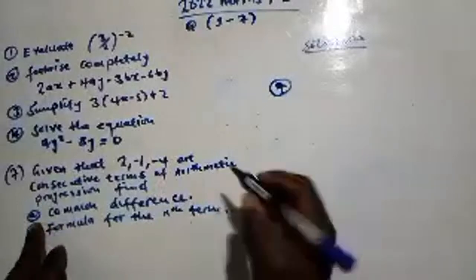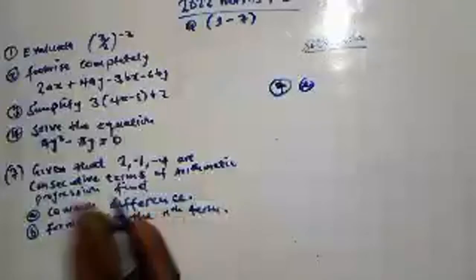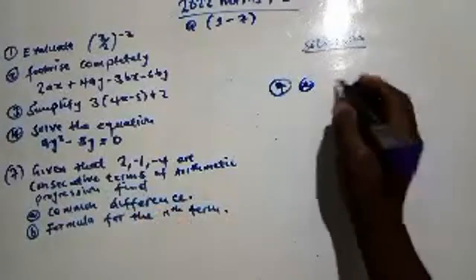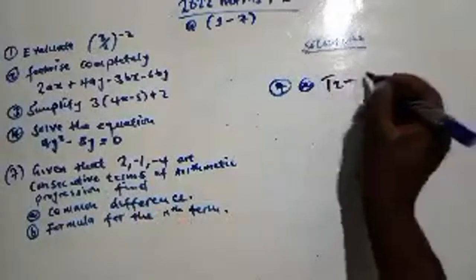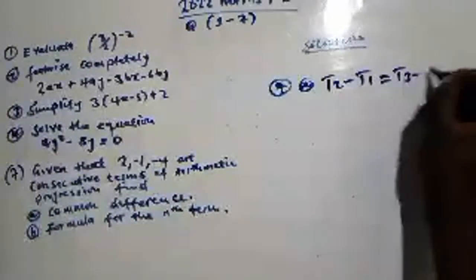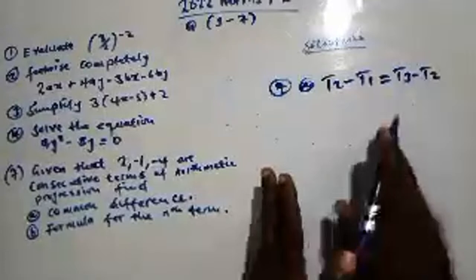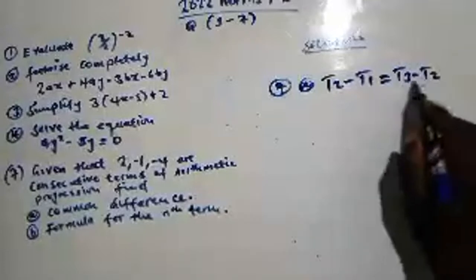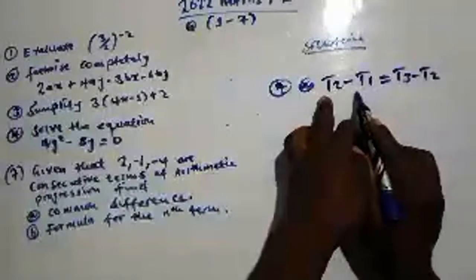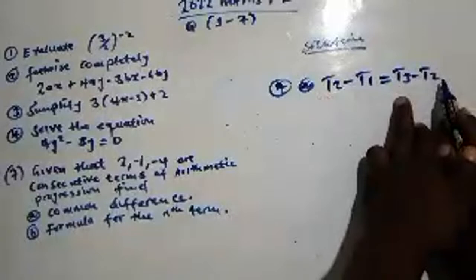So now, this is question 7a. We are told to find the common difference. How do we find the common difference? The common difference is found as t2 minus t1, which should be equal to t3 minus t2. For you to reach here, this is where you compare if the answer on the left will be equal to the answer on the right side.